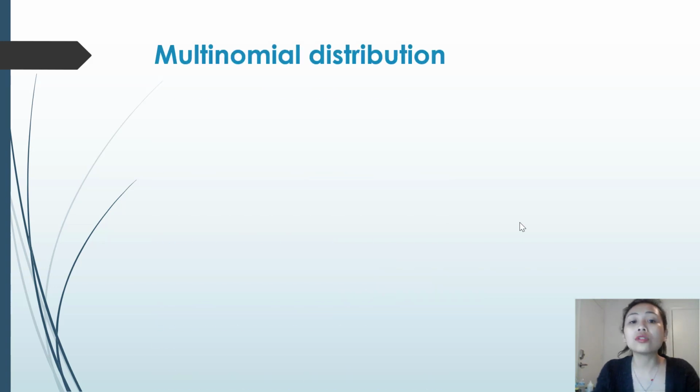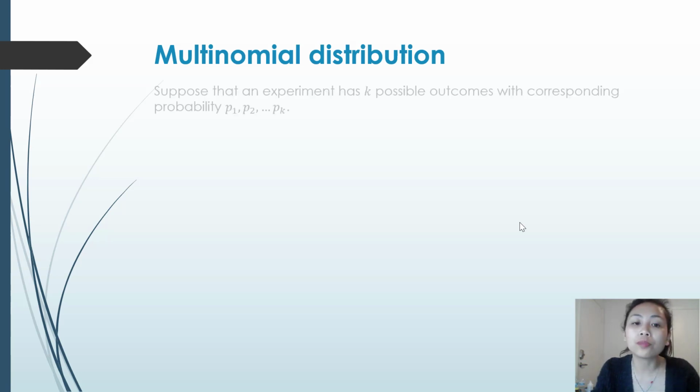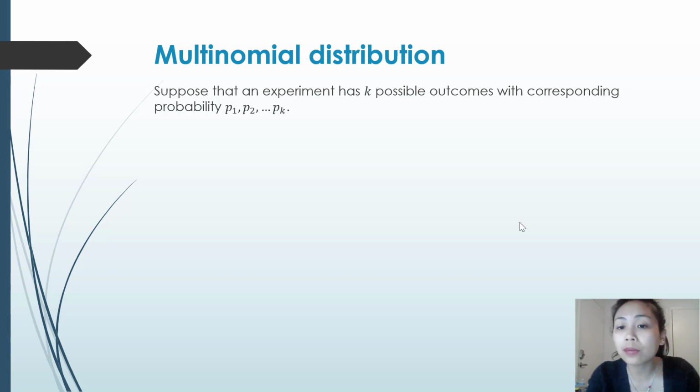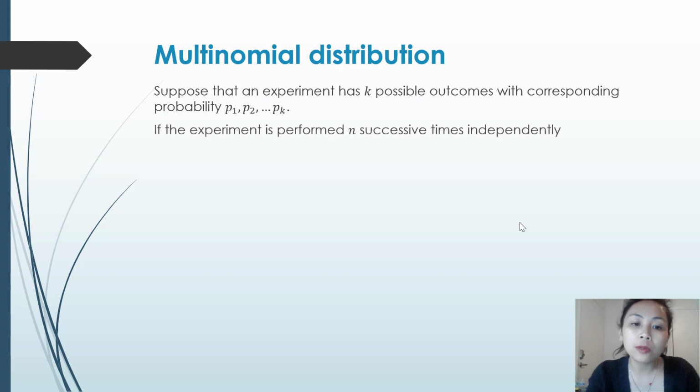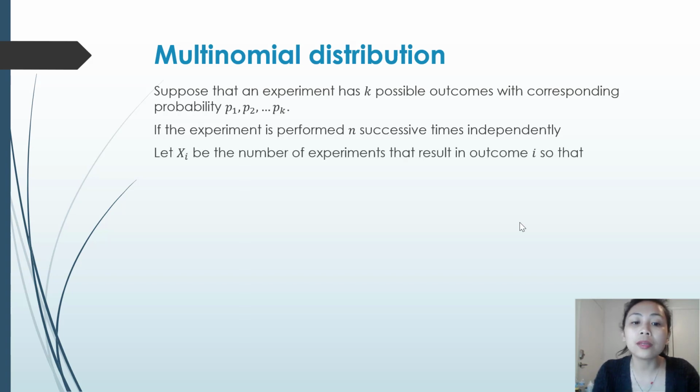The last distribution looks similar to binomial distribution, but we consider more than 2 possible outcomes. So multinomial distribution is the general case of binomial distribution. Suppose that an experiment has k possible outcomes, not only 2, success and failure, with corresponding probabilities p1, p2 to pk. If the experiment is performed in successive times independently, let xi be the number of experiments that result in outcome i, so that x1 plus x2 plus up to xk is n.